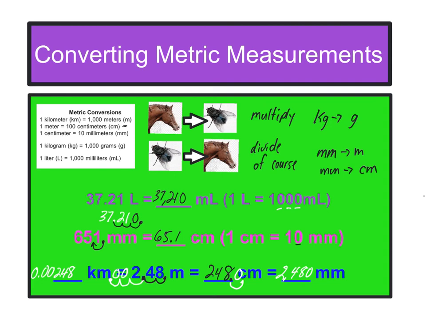And if I come back up here to my little diagram of horse to fly and fly to horse, whenever we multiply, remember we are moving our decimal to the right, and when we divide, that decimal is moving to the left. Again, as always, I hope this helped.